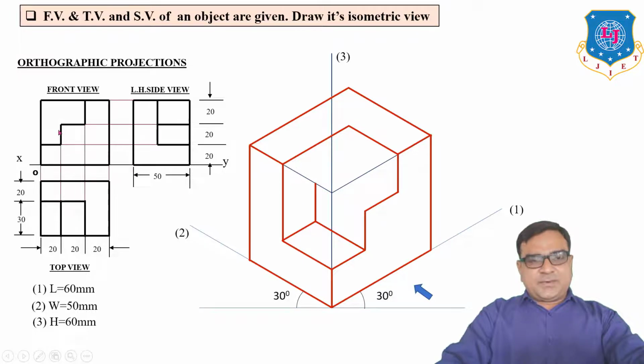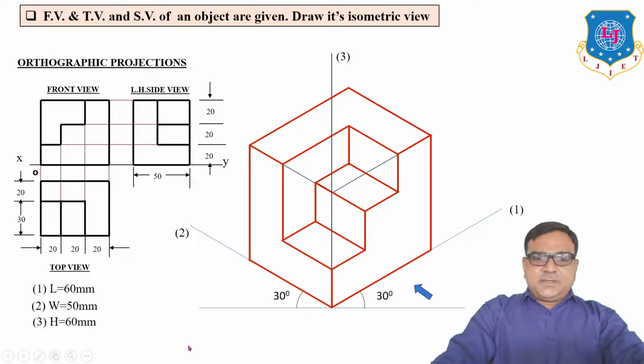This line in the front view is for this line, because this plane is perpendicular to HP and perpendicular to VP and parallel to the profile plane. This is for this horizontal line, this is for this vertical line, and this is for this vertical line. So this is our final object. Insert all the dimensions.